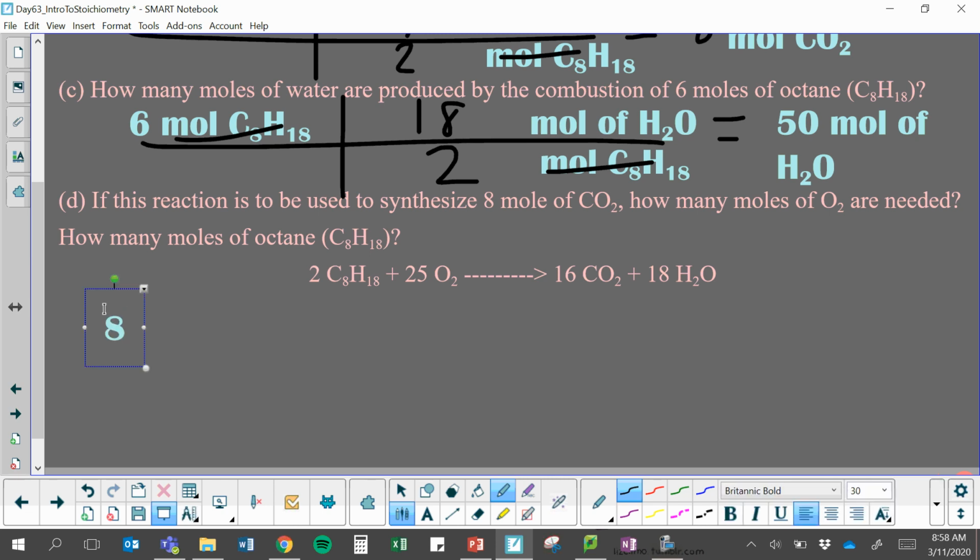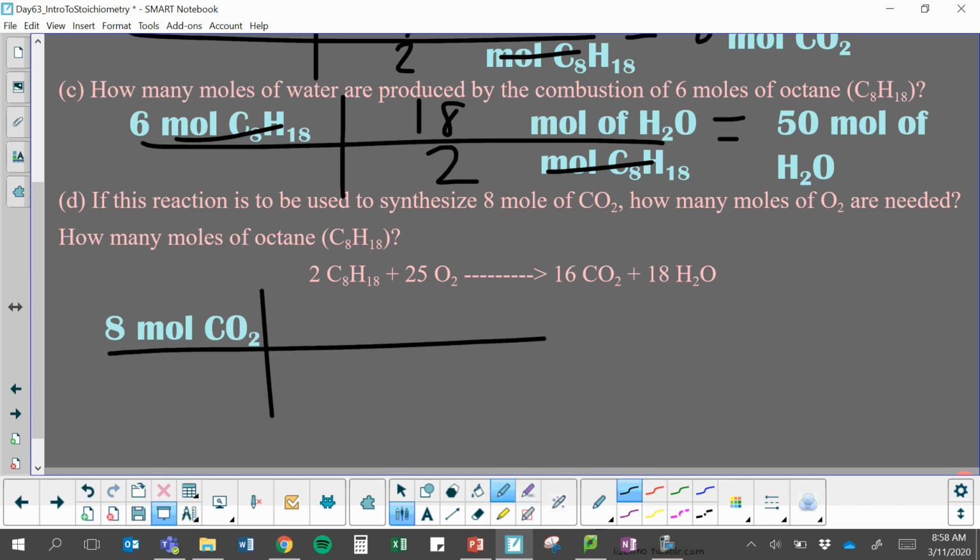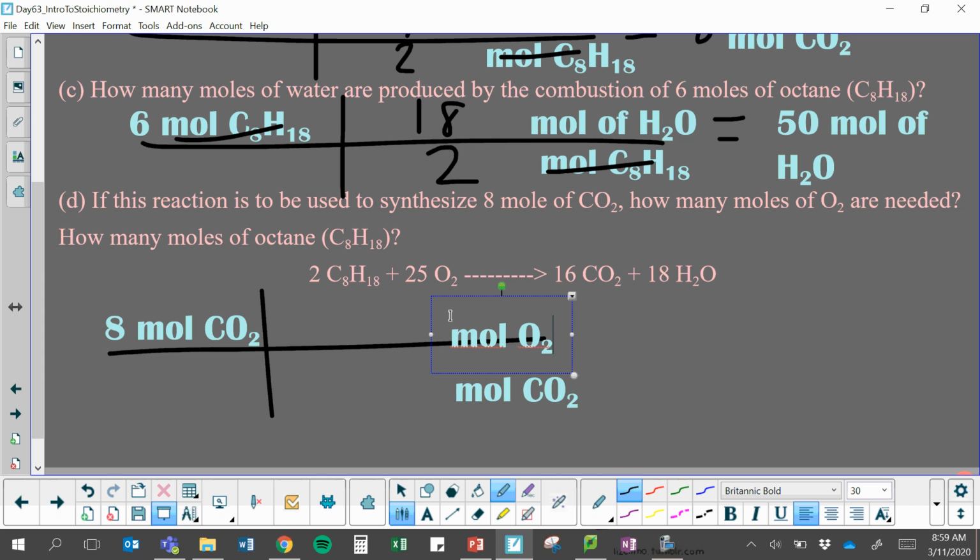Okay, so for the first one, we're going to start with 8 moles of the CO2. We're going to draw our chart. We want moles of CO2 to cancel, so that's going to go on the bottom, and we're wanting to know how much oxygen is made.